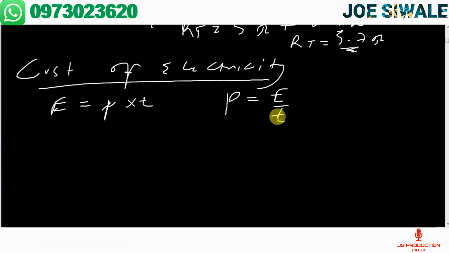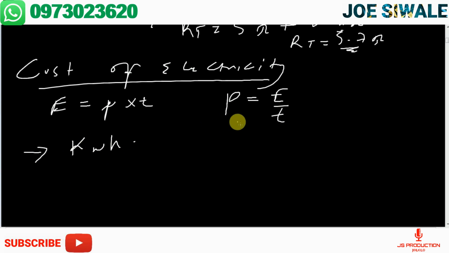Let us now look at the cost of electricity. So as you know, the electricity that we use in our homes, we pay for it. And here in Zambia, we use ZESCO. And if you have been given the ZESCO units, the units, they're going to be in kilowatt hours. So these are the units of electricity, and you need to pay for them.